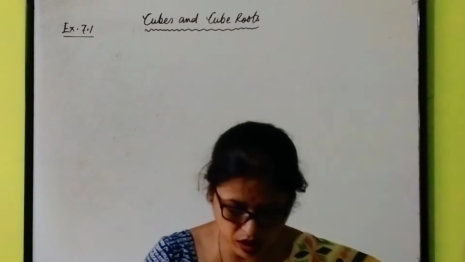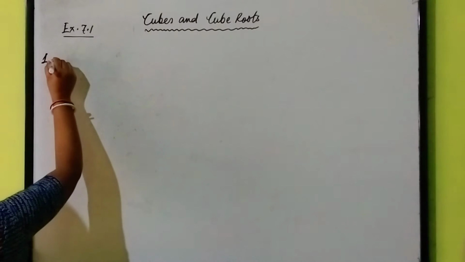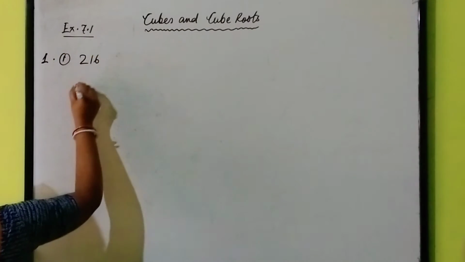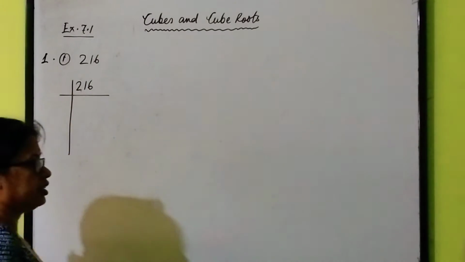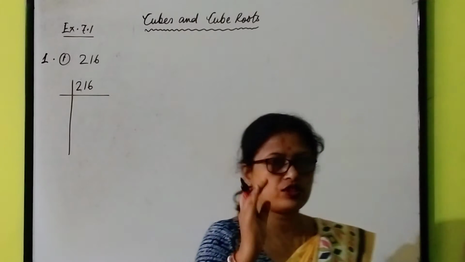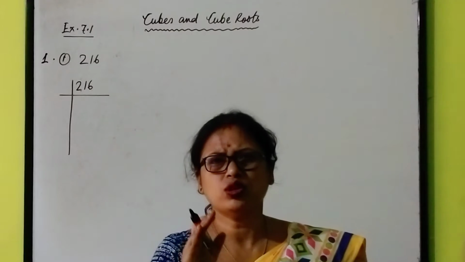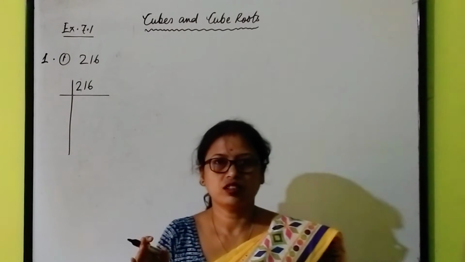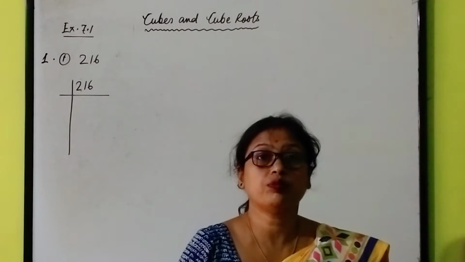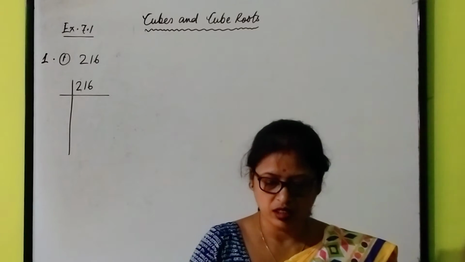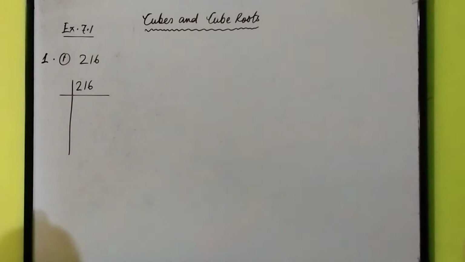So the first one is 216. How to do it? In the square root chapter, we saw that if the last digit, that is the unit place, is 2, 3, 7 or 8, then these numbers cannot be perfect squares. We have seen it. Now here, there is no such rule. We have to factorize it.